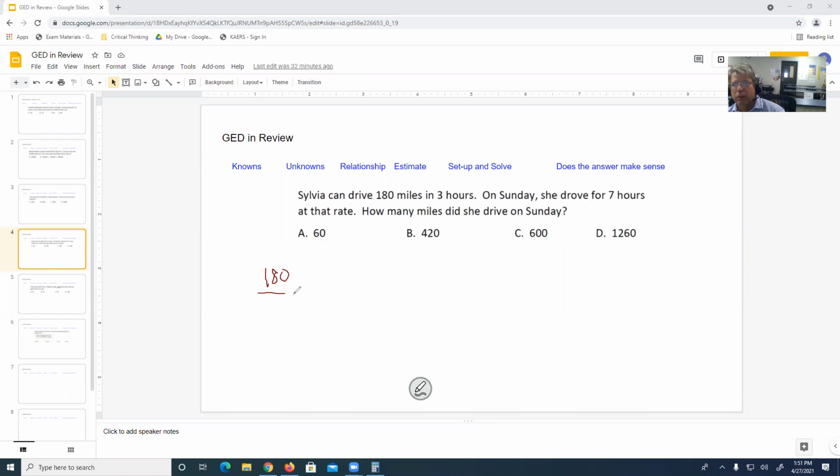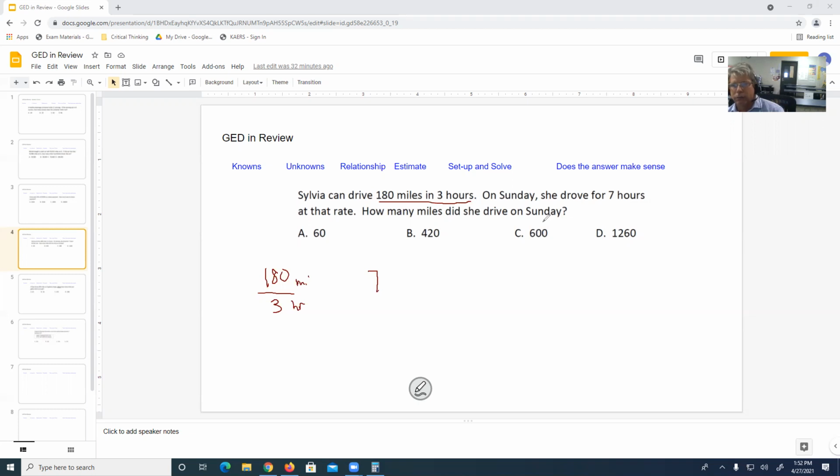In 3 hours also can be per 3 hours, which means I can also write that as a ratio or a division problem. This is also considered a rate. So 180 miles in 3 hours or per 3 hours. So that's the relationship I'm picking up on between these two, is that it can be expressed in this format if I wanted to. Another thing we know is she drove 7 hours altogether. And what we're looking for is how many miles did she drive on Sunday.